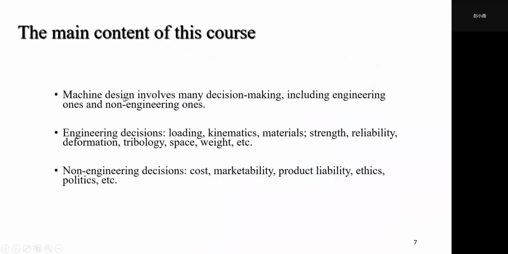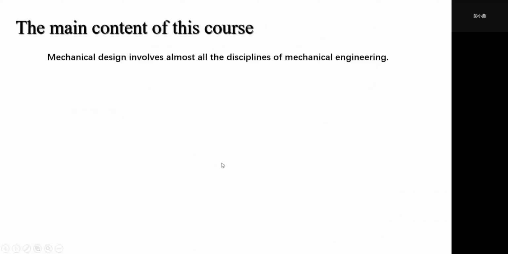Okay, and our course, machine design, involves many decision making, including engineering ones and non-engineering ones. The engineering ones include loading and materials, strengths, and so on. Okay, machine design involves almost all the disciplines of mechanical engineering.